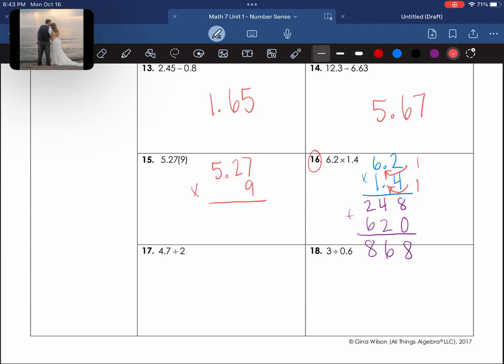So here's where you take the sum, right? So I'm adding 1 plus 1 gives me 2, which means our decimal is going to be placed 2 place values over in our answer. 1, 2. So my final answer is right here.